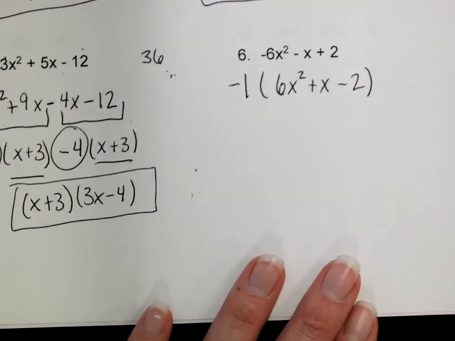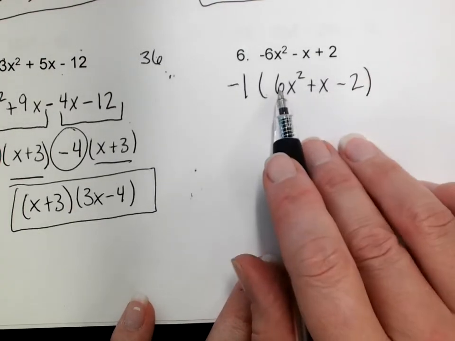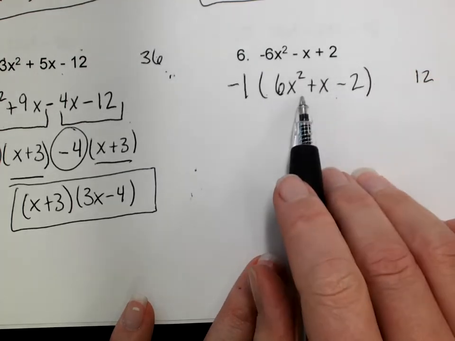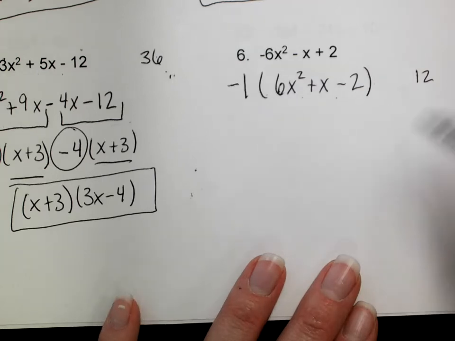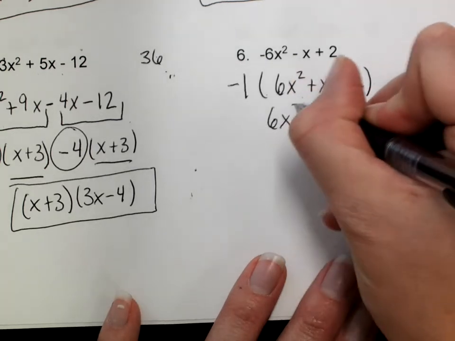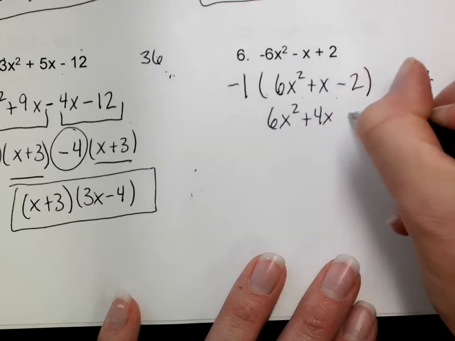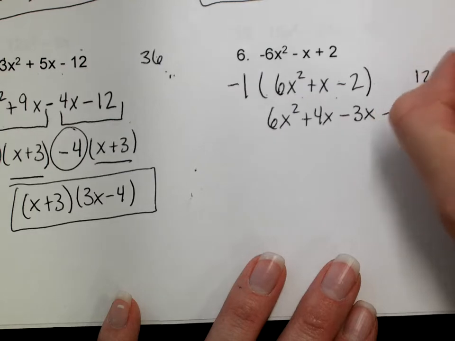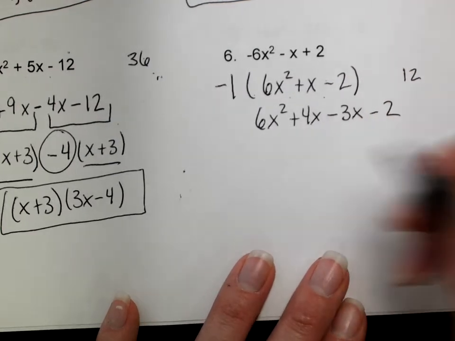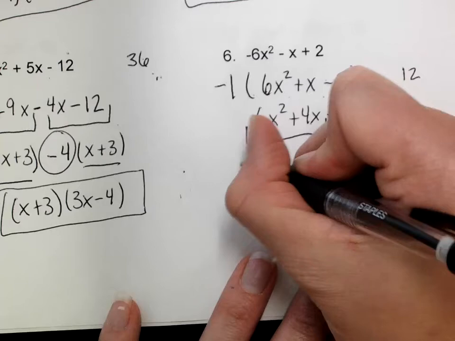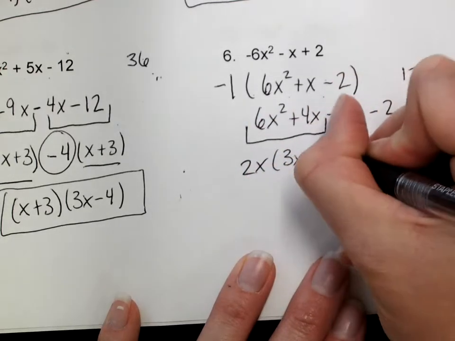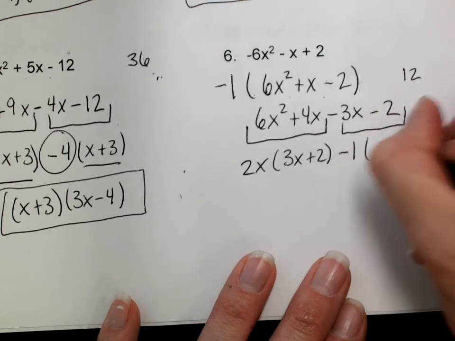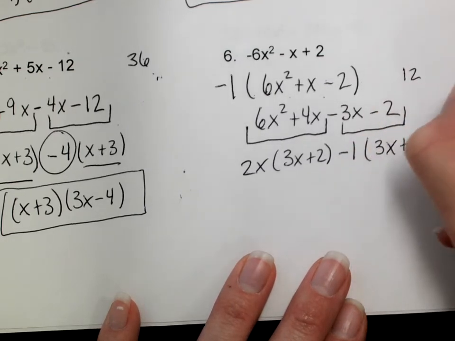Okay, now I can factor this inside part. 6 times 2 is 12. What multiplies to be 12 and subtracts to be 1? 4 and 3. So that's going to be 6x squared plus 4x minus 3x, because plus minus is plus minus, and then minus our 2. Again, check out these groups. Greatest common factor of 2x, that leaves me with a 3x plus 2. Greatest common factor of a negative 1, that leaves me with a 3x plus 2.